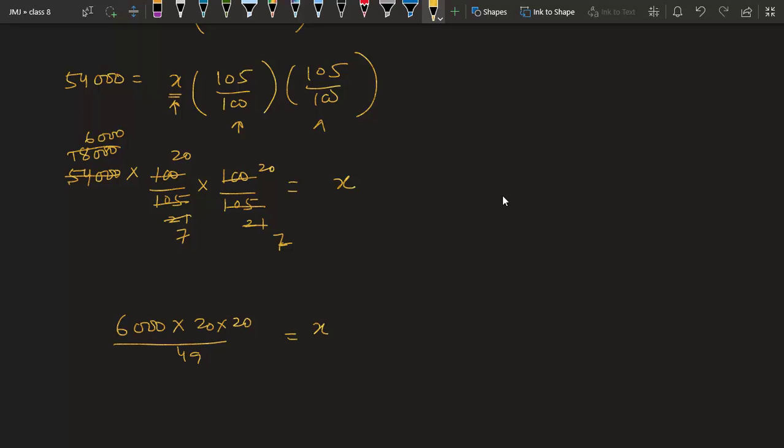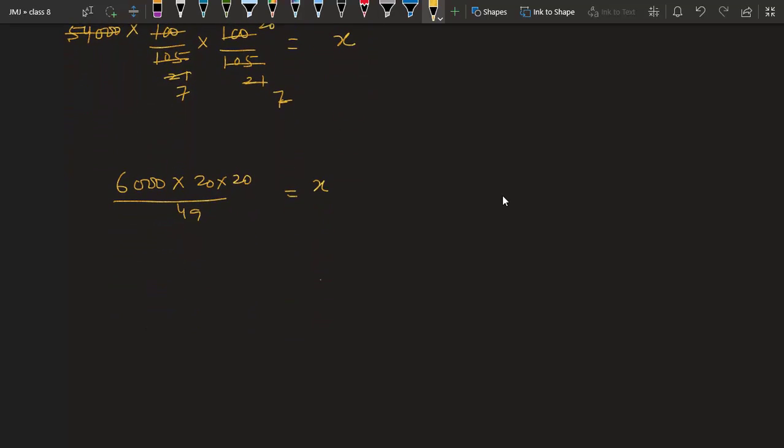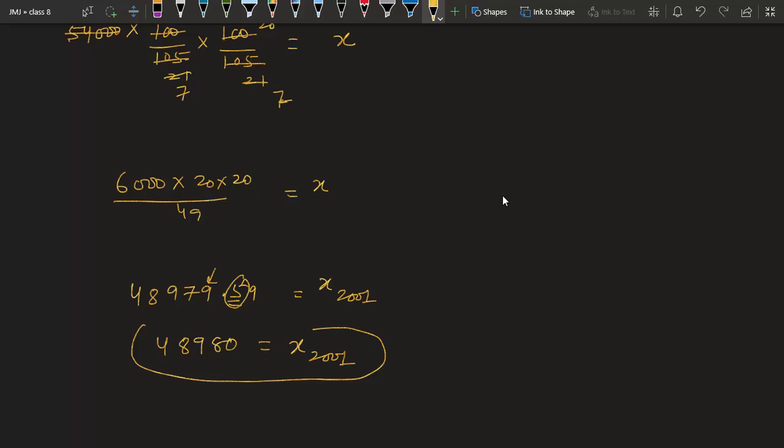Now if you solve this further, the population in the year 2001 will come out as 48979.59. So we can take the approximate value of this. As the digit after the decimal is more than or equal to 5, we can increase 1 over here. It becomes 48980. This is the population in the year 2001. It is an approximate value we can take.